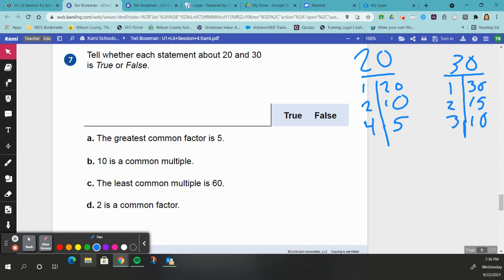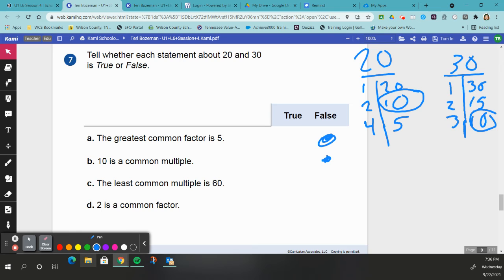So greatest common factor being 5 is probably not the case, because we can already see that 10 is a factor shared between these, and that is definitely larger than 5. So this answer is false. 10 is a common multiple? Well, if we're doing multiples of 20, it would be 20, 40, 60, 80. So 10 is not even a multiple. Now 10 is a factor, but not a multiple. So our B choice here is also false.